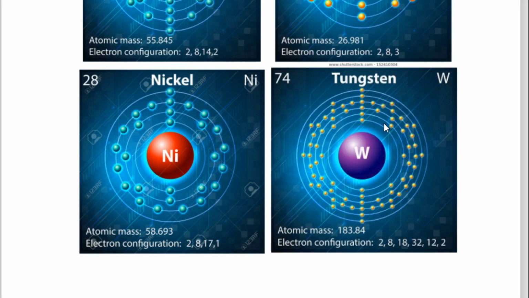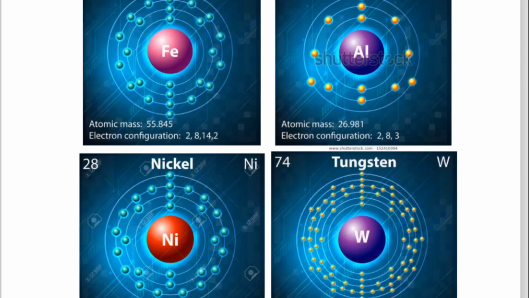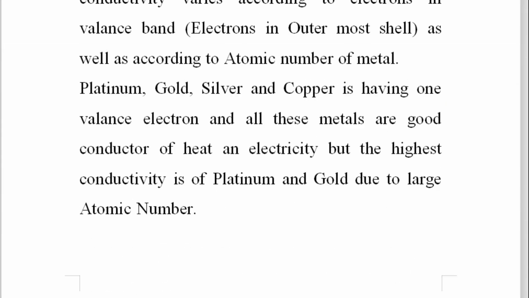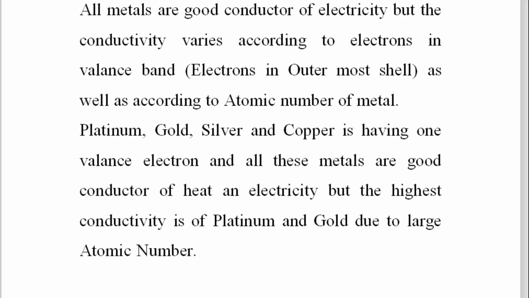Tungsten. Tungsten is used as a filament in bulbs. So here tungsten's atomic number is 74, but the valency is 2. Valency is 2 means what? Electrons in the outermost shell are 2. And in this way, you will understand that all metals are good conductors of heat and electricity.